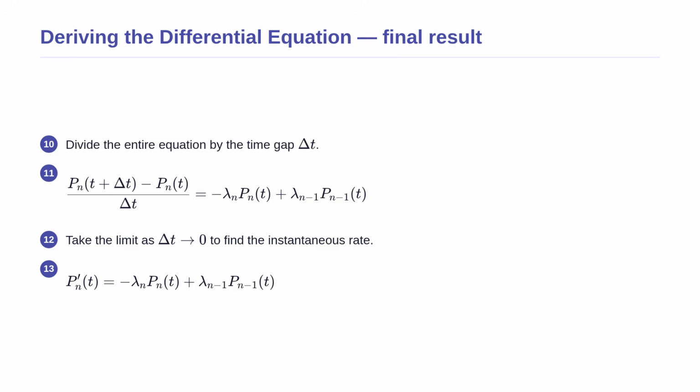For our final steps in this proof, we divide the entire equation by that tiny time gap, delta t. This rearrangement gives us the average rate of change over that small period on the left side. Finally, we take the mathematical limit as the time gap shrinks down to exactly 0. In calculus, taking the limit of this fraction as the bottom goes to 0 transforms our average rate of change into an exact, instantaneous derivative with respect to time.